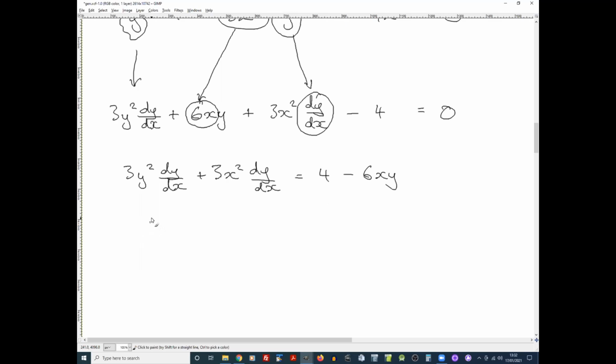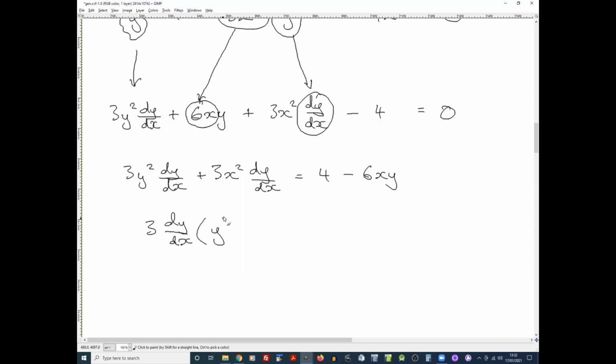Where are we trying to get to? We're trying to get to just dy by dx on the left. Something similar happened last time, didn't it? Yeah, I'm just thinking how we'd factorize it. So we take out 3 dy dx times y squared plus x squared equals 4 minus 6xy.